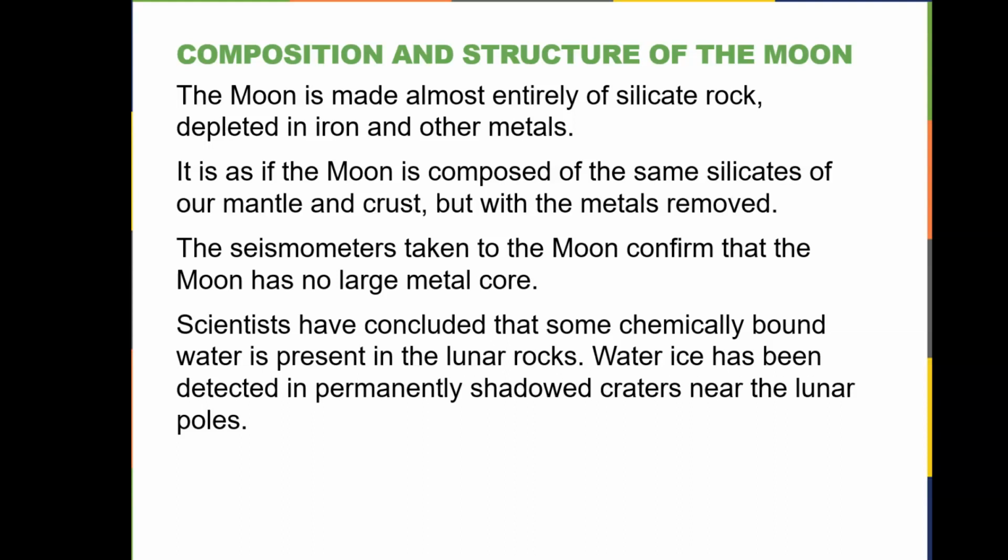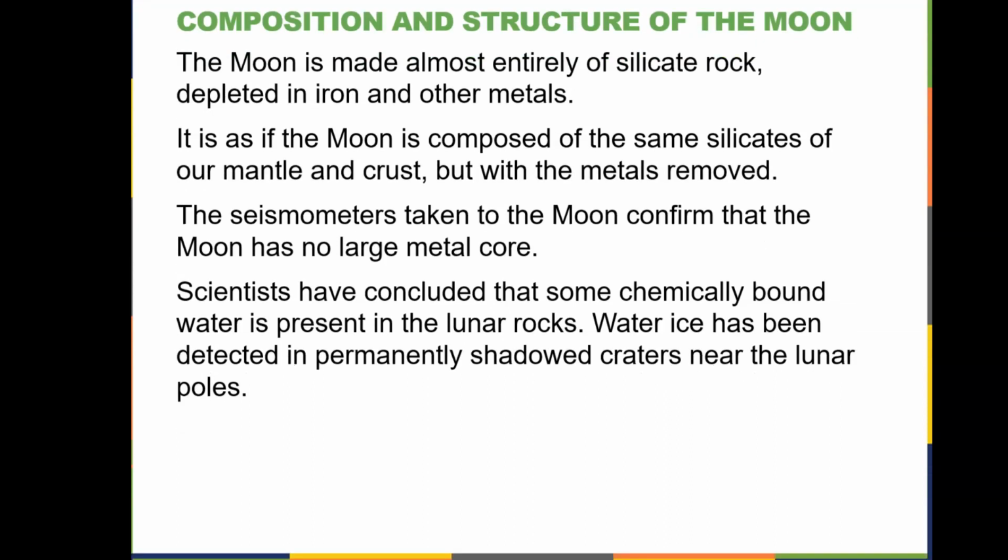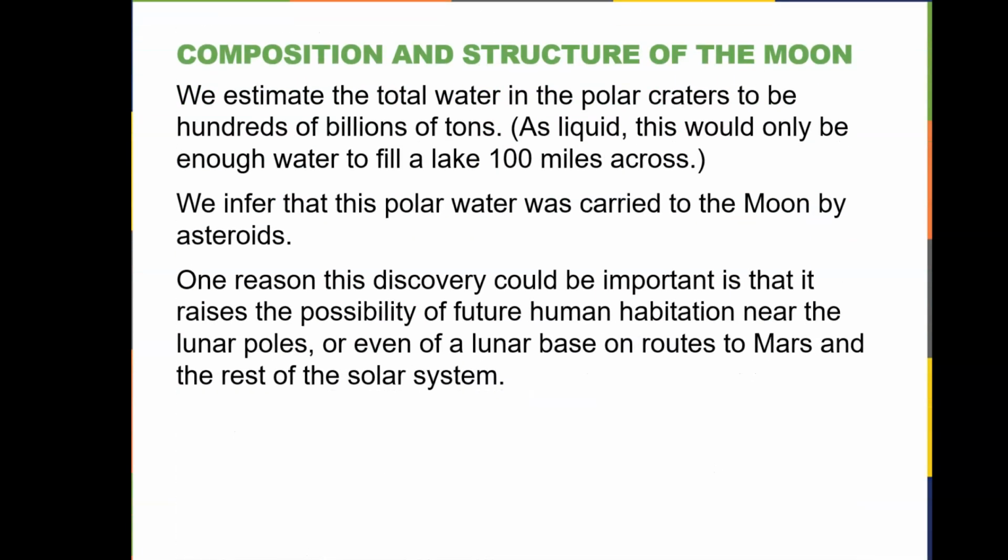Initially, we attributed some of the water detected as coming with us from Earth's atmosphere. However, scientists have concluded that some chemically bound water is present in the lunar rocks. Water ice has been detected in permanently shadowed craters near the lunar poles. We estimate the total water in the polar craters to be hundreds of billions of tons. As a liquid, this would only be enough water to fill a lake 100 miles across. However, compared with the rest of the dry lunar crust, this is a lot of water.